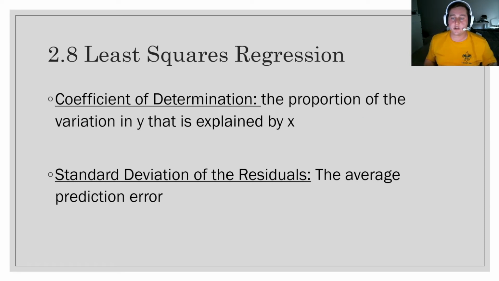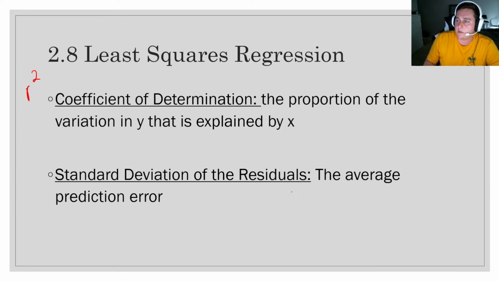Okay, the last section is 2.8, least squares regression. We have this thing called the coefficient of determination, otherwise known as r squared. R squared is the proportion of variation in y that is explained by x. And you form your sentence frame just like that. I think that's on the next slide.